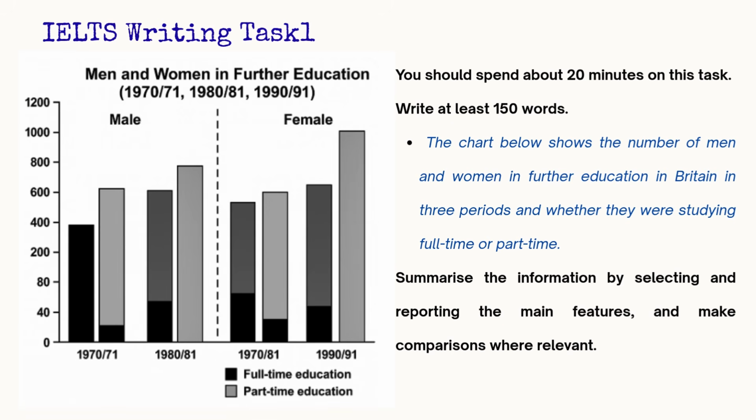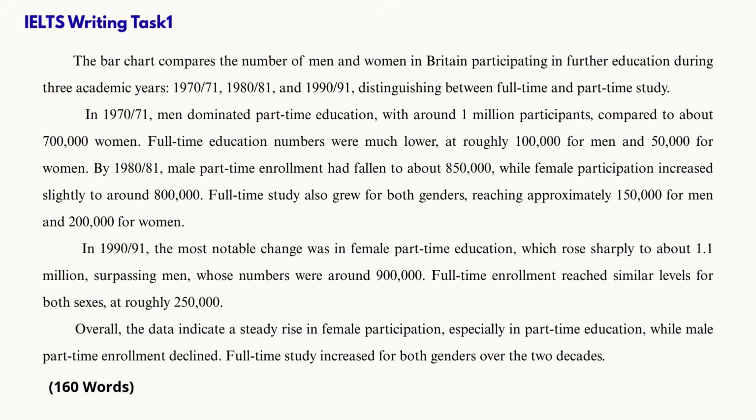IELTS Writing Task 1. The bar chart. The chart below shows the number of men and women in further education in Britain in 3 periods and whether they were studying full-time or part-time. The bar chart compares the number of men and women in Britain participating in further education during 3 academic years, 1970-71, 1980-81 and 1990-91, distinguishing between full-time and part-time study.